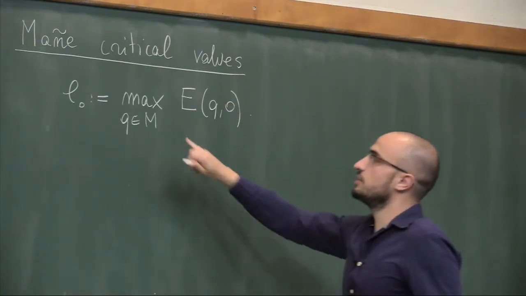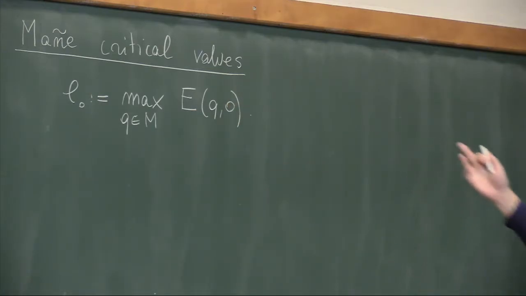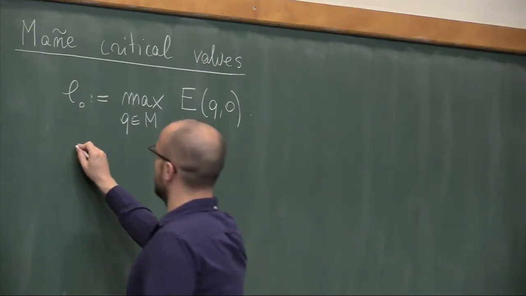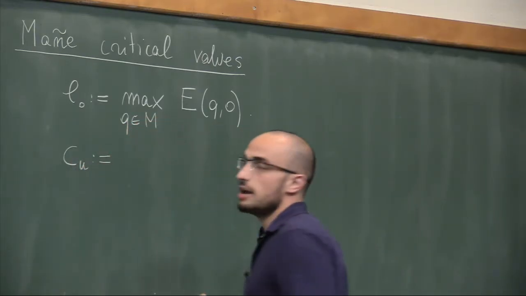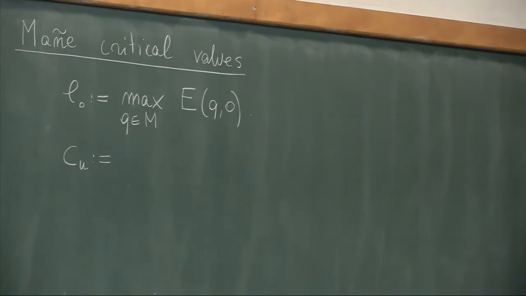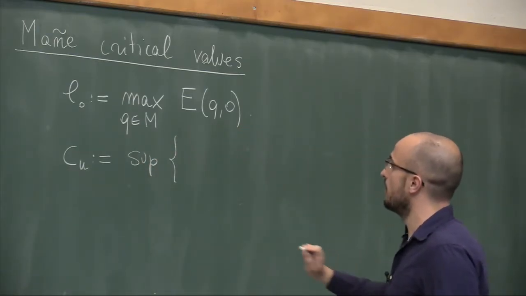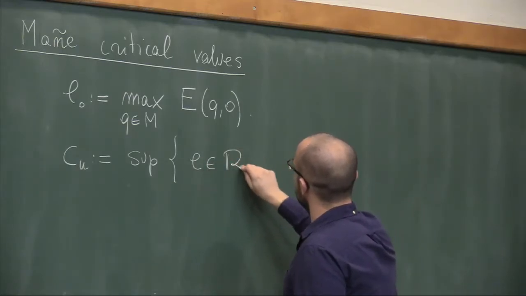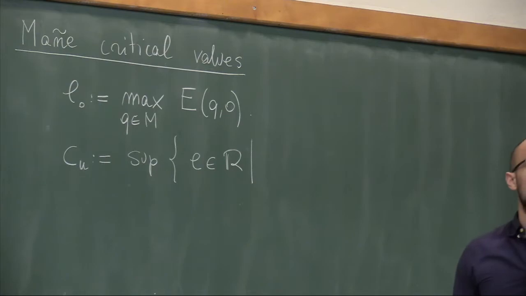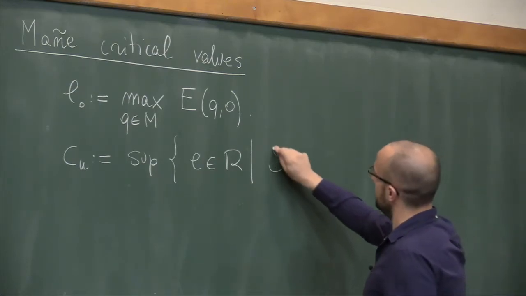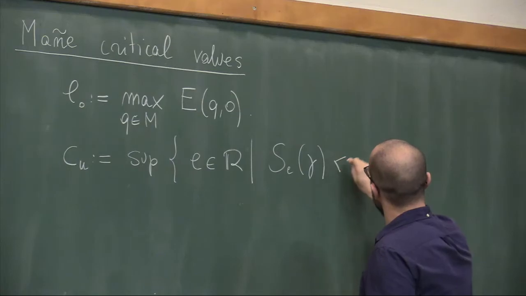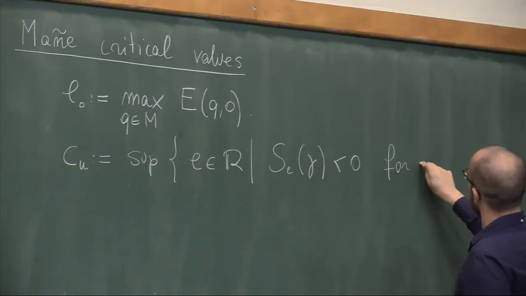And basically, this tells you that for energies above E0, the footpoint projection restricted to the energy level set is surjective. The second one I will need is usually called the Mañé critical value of the universal cover. There are several equivalent definitions, but the one most convenient for today will be the supremum of all E in R such that there exists a contractible loop with negative action. So S_E of gamma is negative for some gamma contractible.